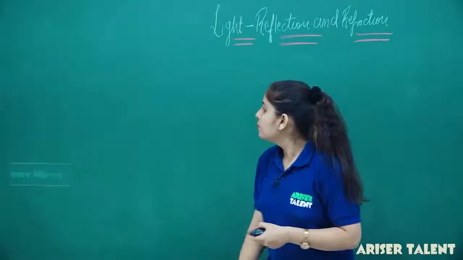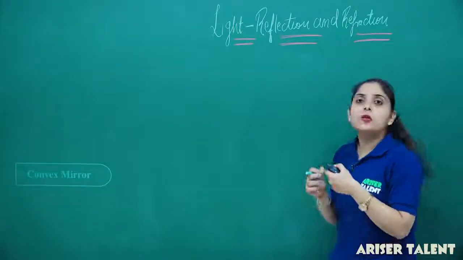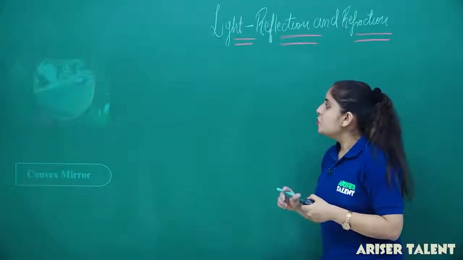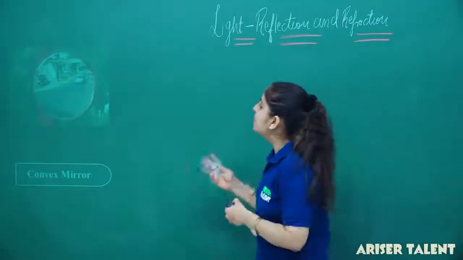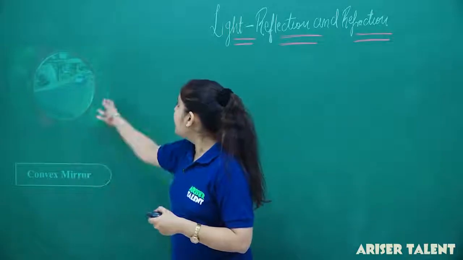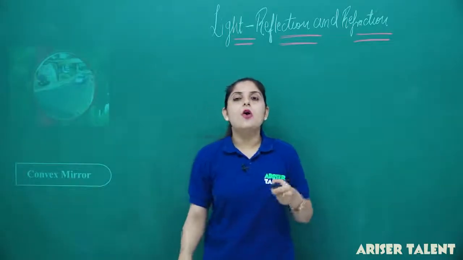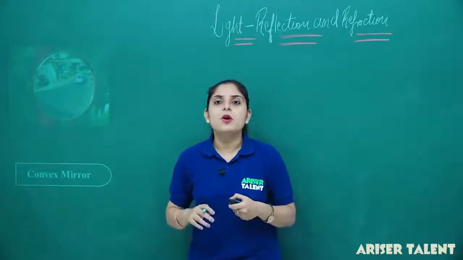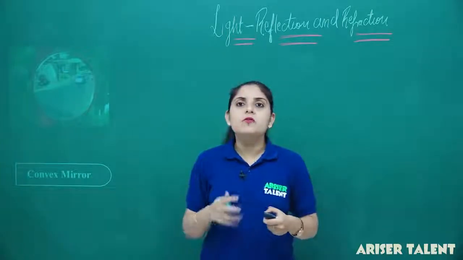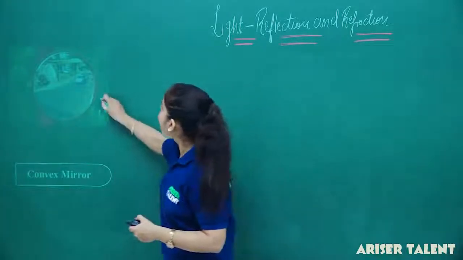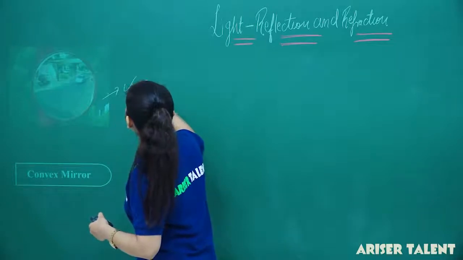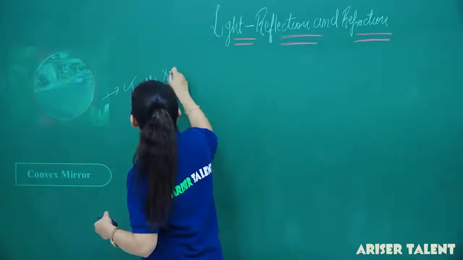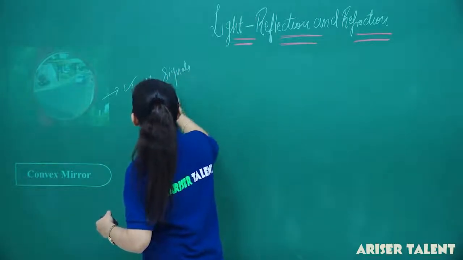Now, next one is about the uses of convex mirror. So how will you use the convex mirror? This is the convex mirror you can see. So in the traffic light signals, we are using the convex mirror because convex mirror will give you the virtual and the erect image. So in case of the traffic signals, we are using these mirrors.